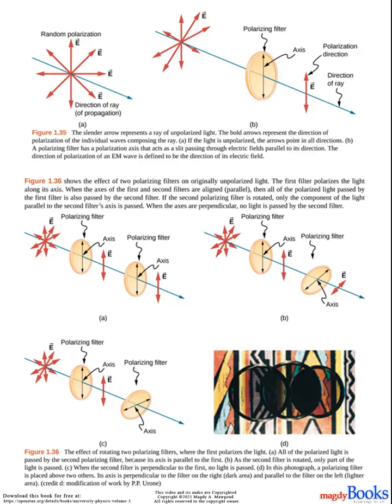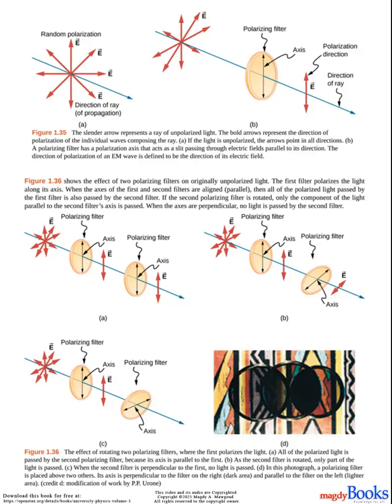Figure 1.36 shows the effect of two polarizing filters on originally unpolarized light. The first filter polarizes the light along its axis. When the axes of the first and second filters are aligned, parallel, then all of the polarized light passed by the first filter is also passed by the second filter. If the second polarizing filter is rotated, only the component of the light parallel to the second filter's axis is passed. When the axes are perpendicular, no light is passed by the second filter.